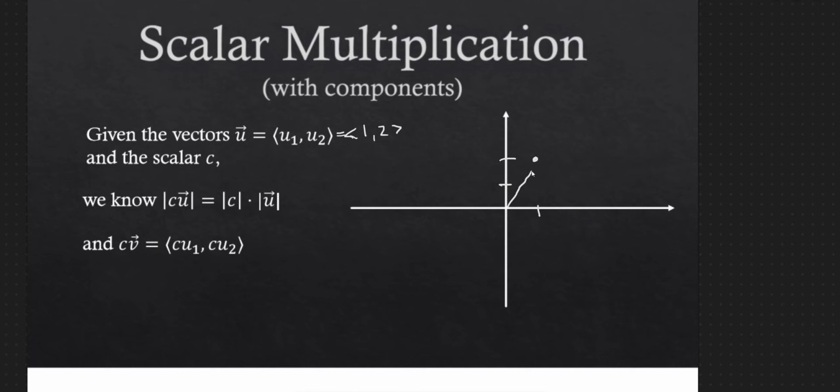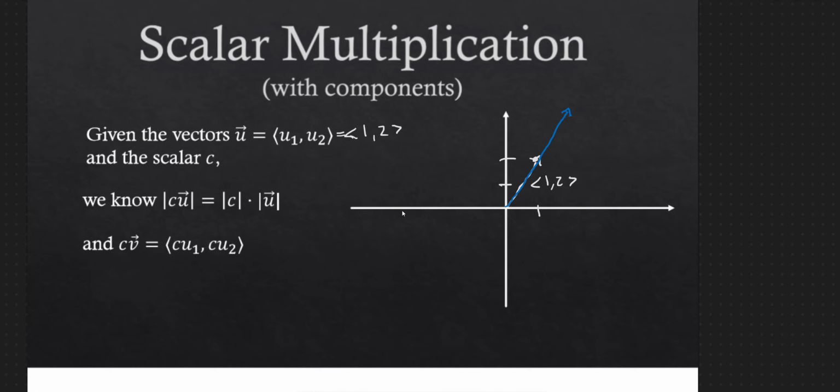There's the point (1, 2). Here's the vector (1, 2). So I can scale this. I can multiply it by a scalar. Let's say I scale it by 2. So I take (1, 2), and I increase its length by 2.